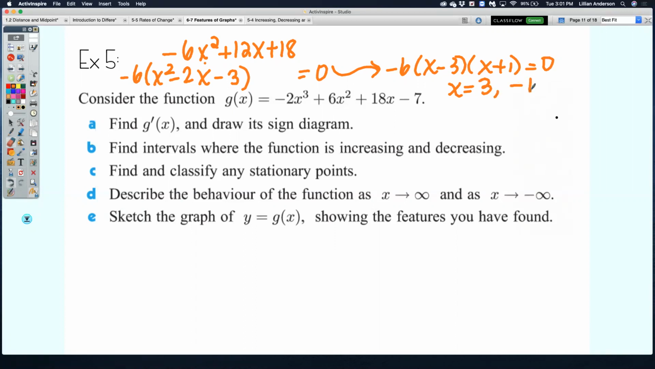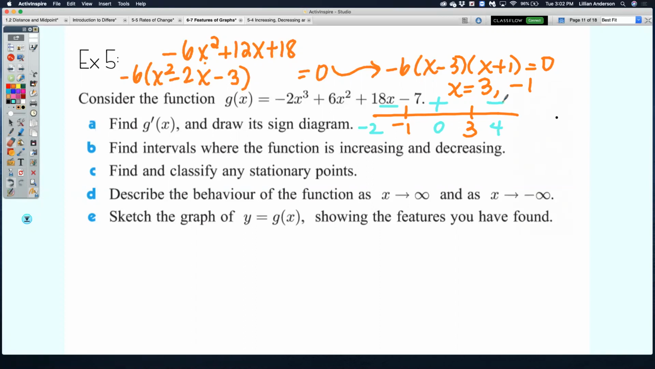Now, because this is a polynomial function, there are no asymptotes, there are no holes, there are no breaks, there are no gaps. It's a continuous function from -infinity to +infinity. So my sine diagram is going to have a -1 on it, a +3, and I'm going to use the test points of 0, -2, and +4. Those get plugged into the derivative, so that way I can see if it's going to be positive or negative, increasing or decreasing, which will help me answer the next question. At 0, it is positive. At -2, it is negative. And at 4, it is negative.